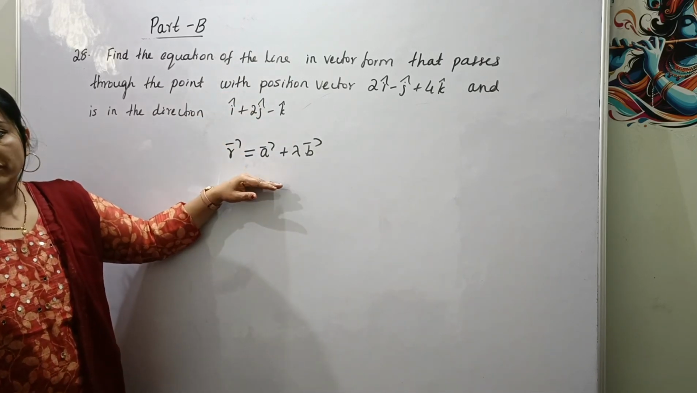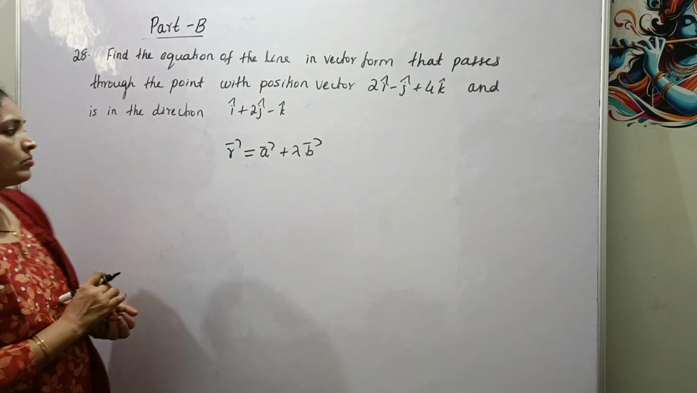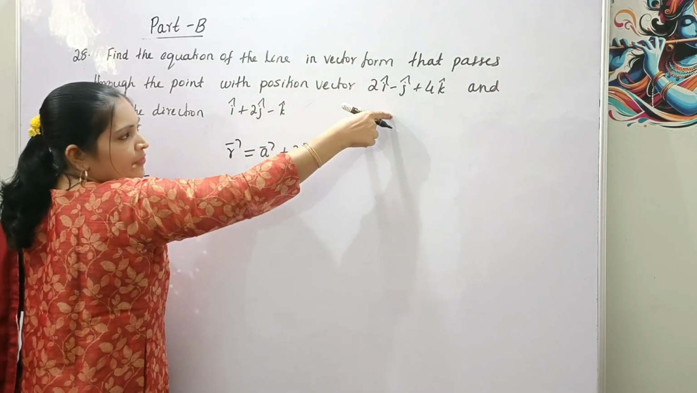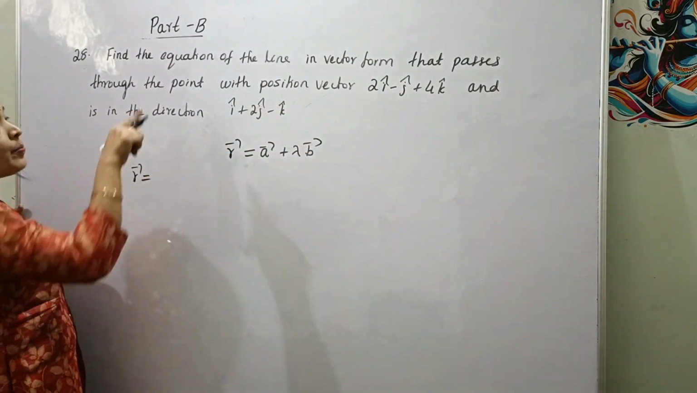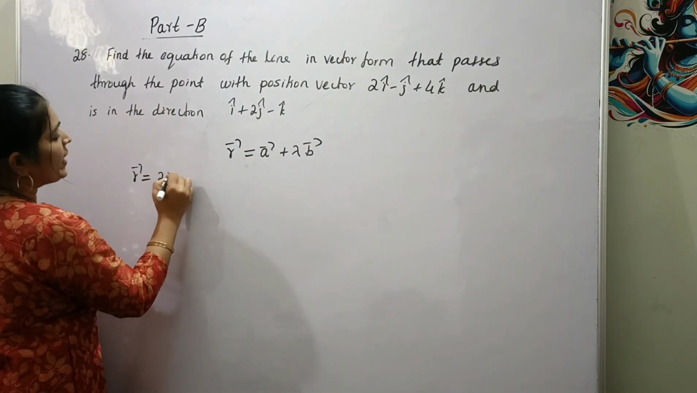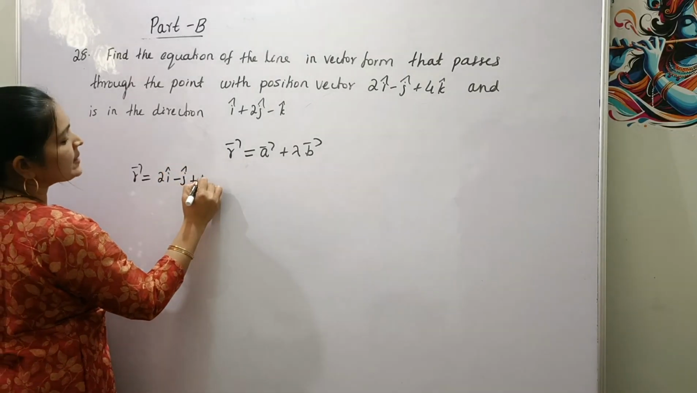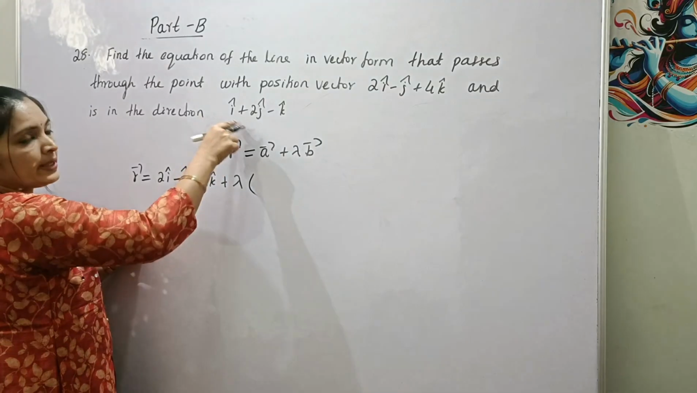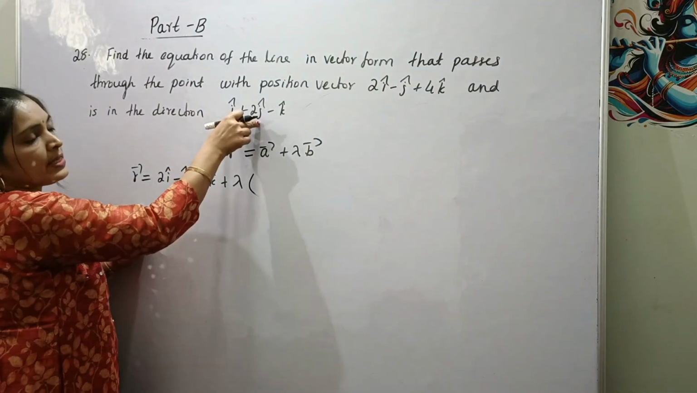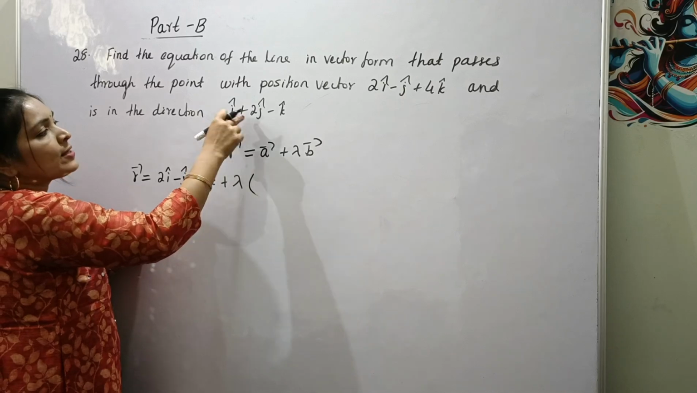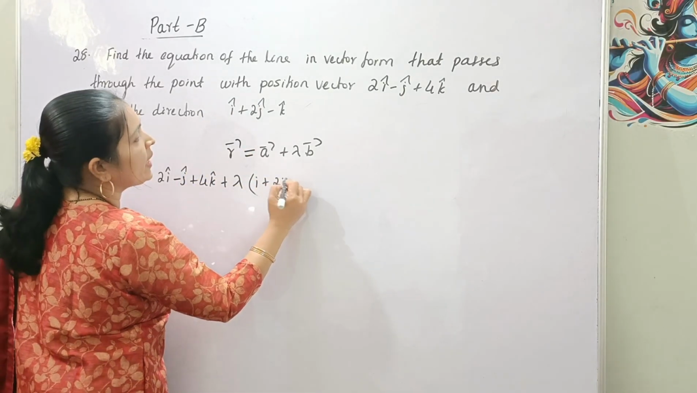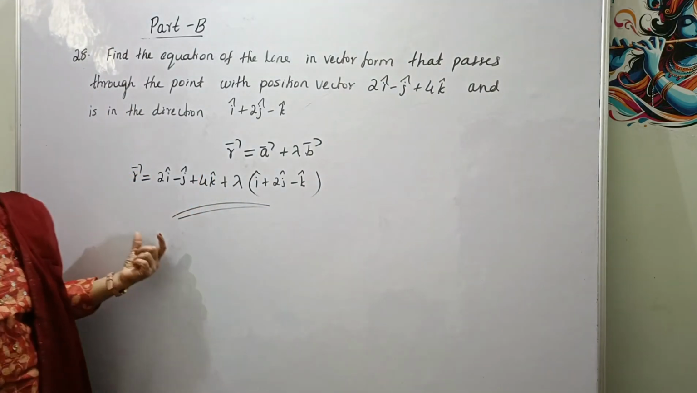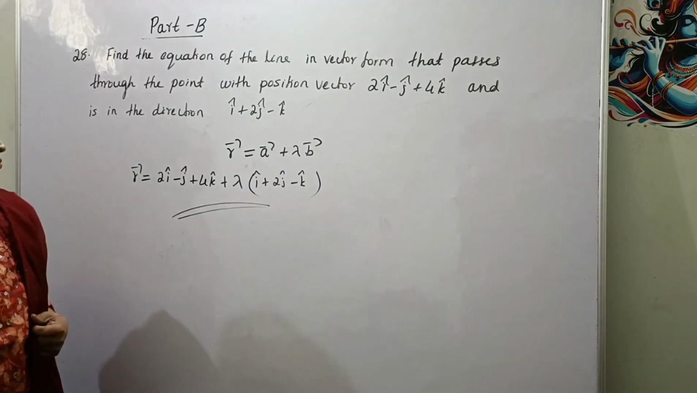So we need the equation of the line in vector form. Vector r is equal to vector a, which is nothing but the position vector of the point. So here 2i minus j plus 4k plus lambda into vector b, that is the parallel vector i plus 2j minus k. That's all. So it is the required equation of the line in vector form.